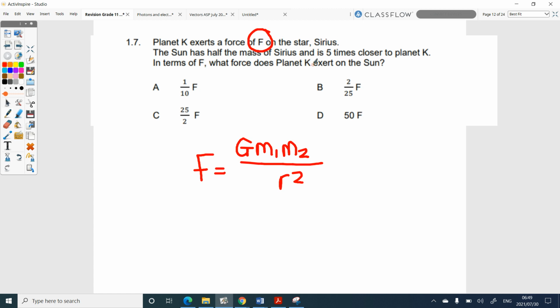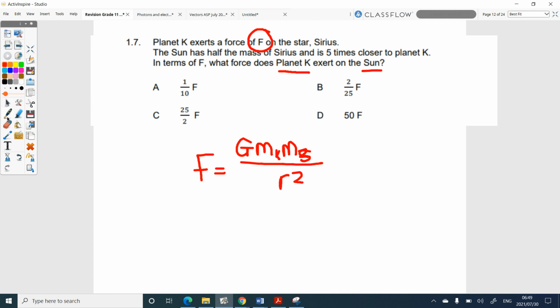Now we look, something's going to change. So you always start with what is given originally, and then you look what's changing. Now they say the sun is half the mass of Sirius. So this was when it was planet K and Sirius. Now the sun is half the mass of Sirius and 5 times closer to K. What would the force be on planet K, between planet K and the sun?